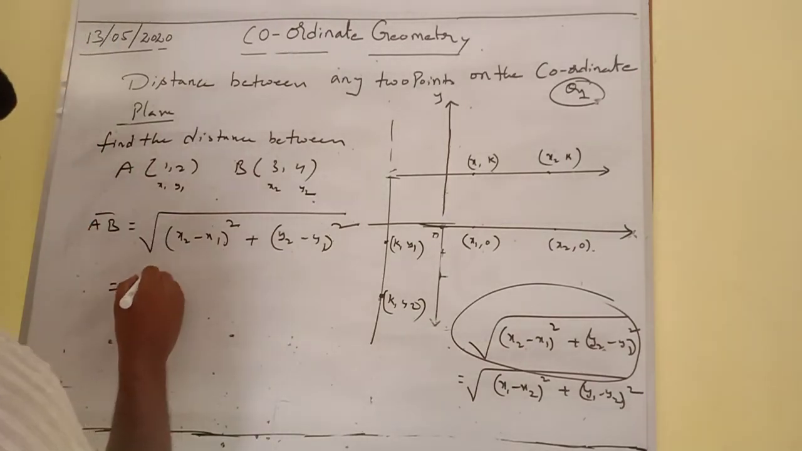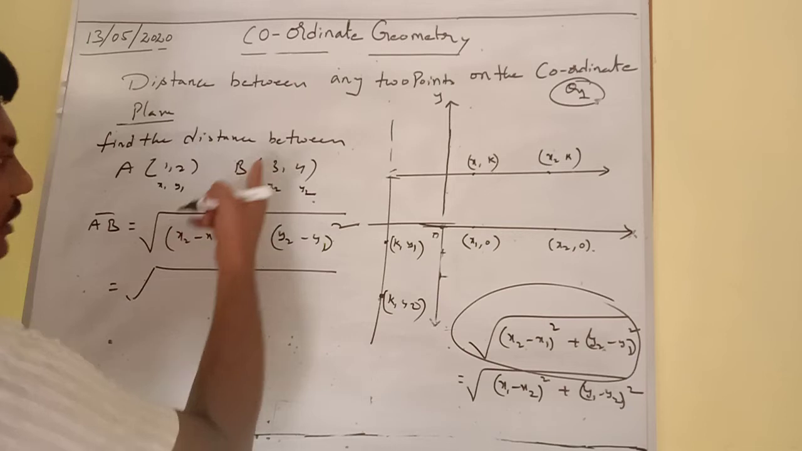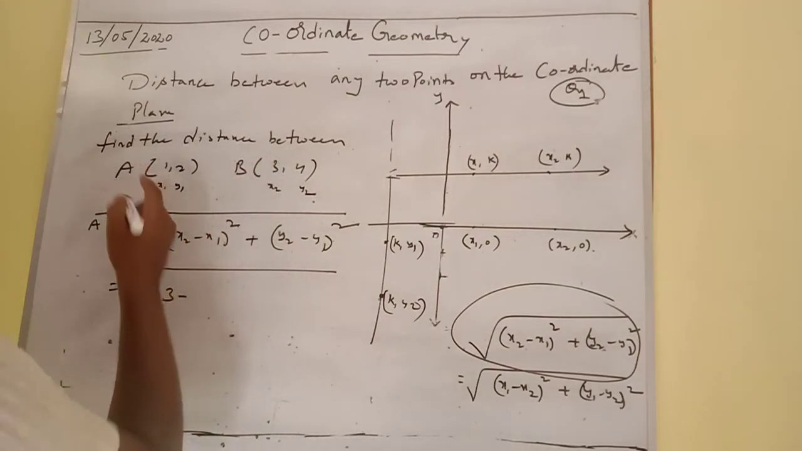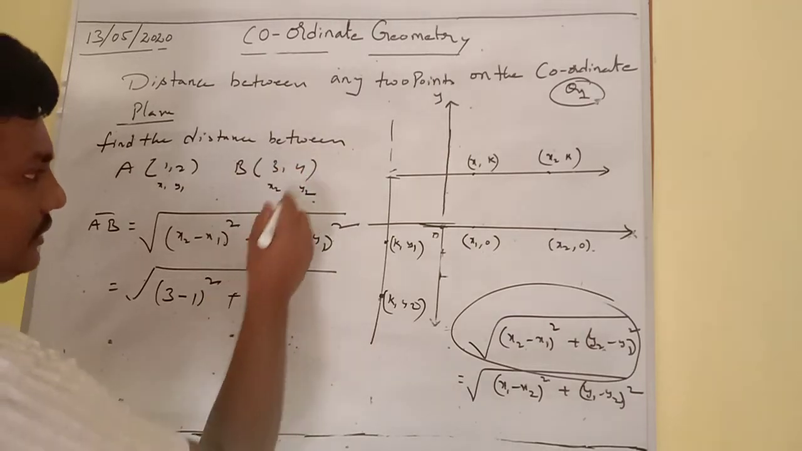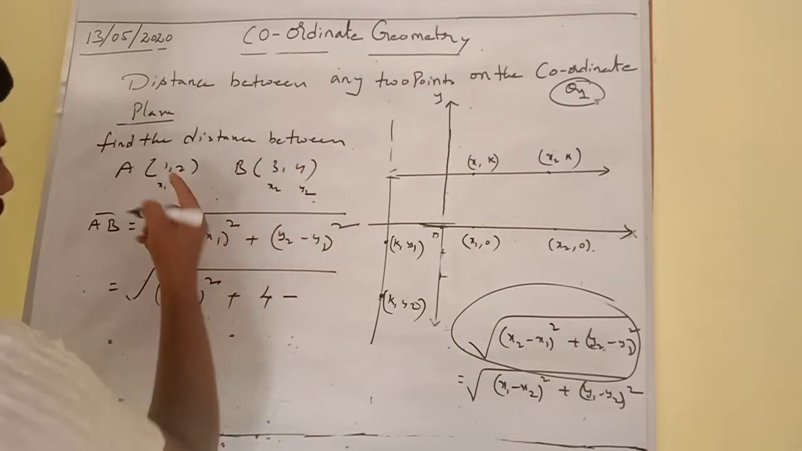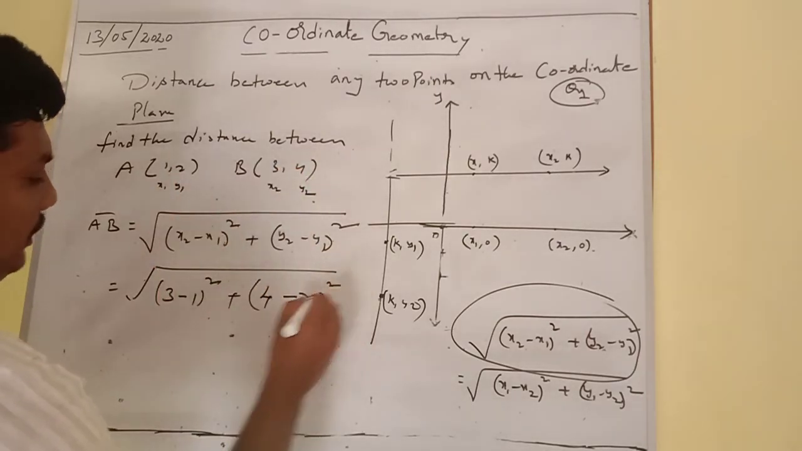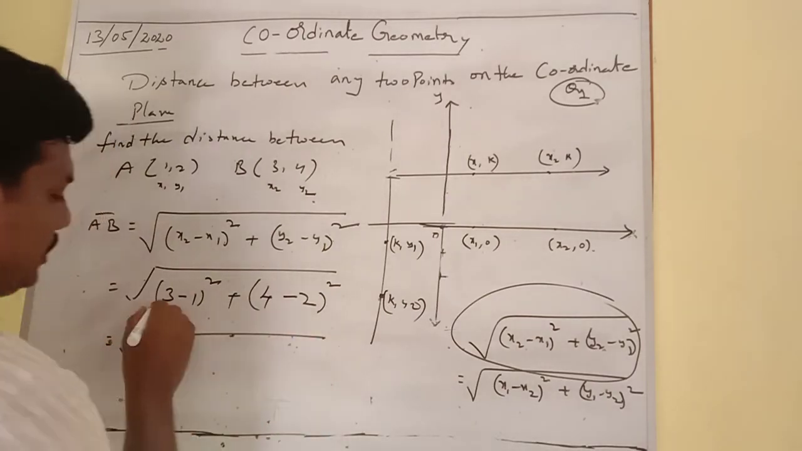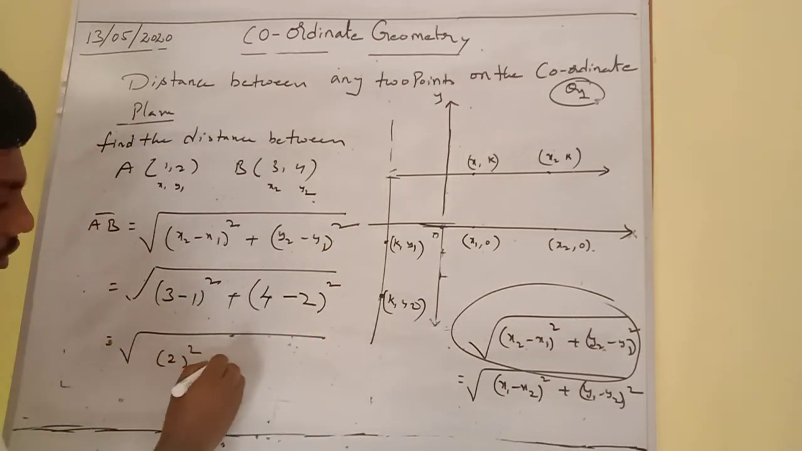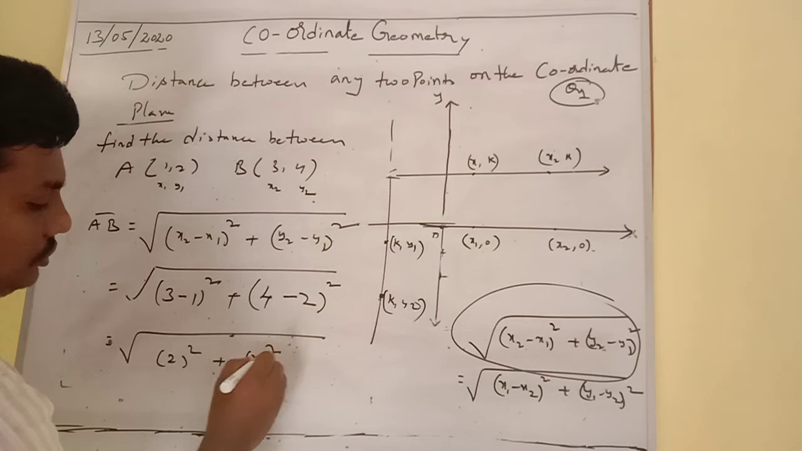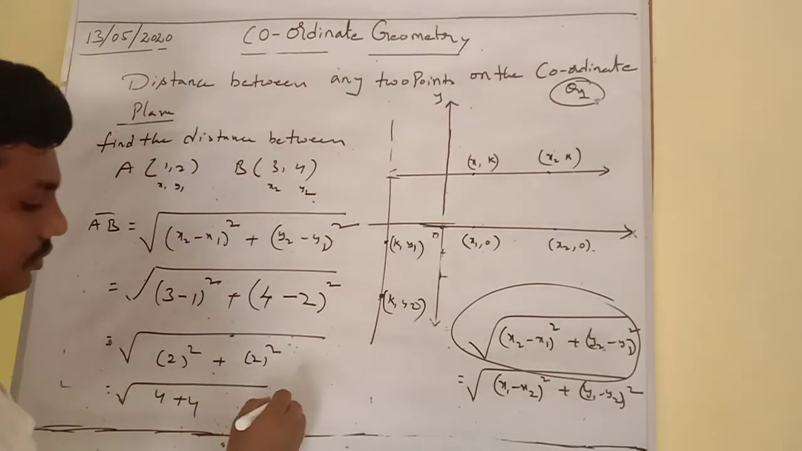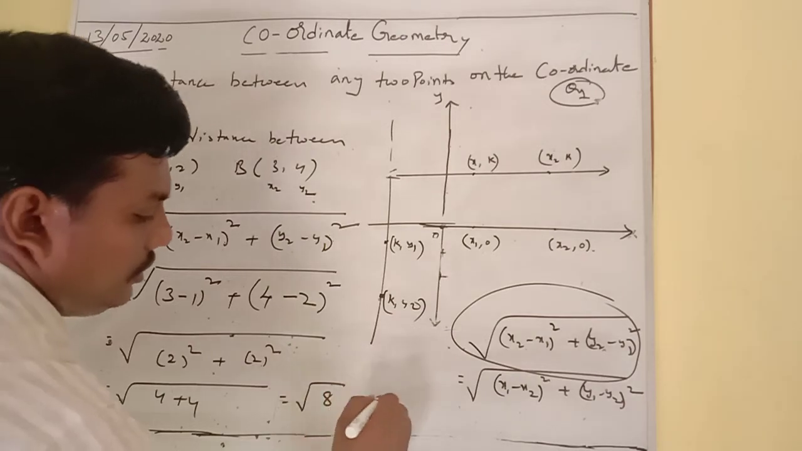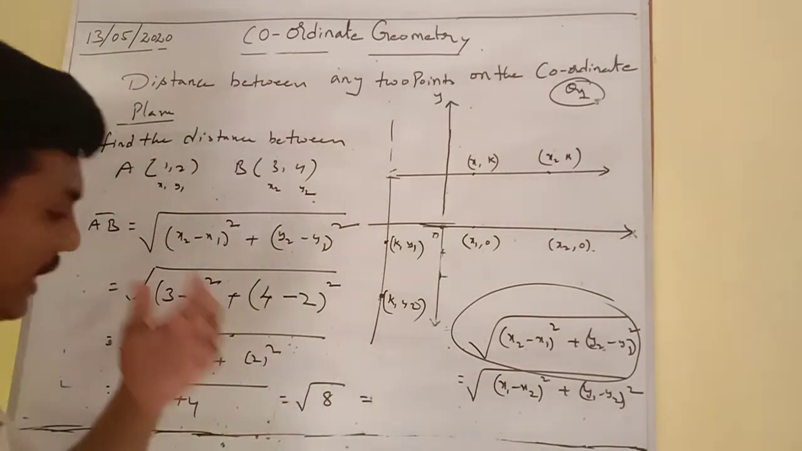So now we are going to consider root of (x2 minus x1) whole square plus (y2 minus y1) whole square. Here x2 is 3 and x1 is 1, so 3 minus 1 whole square, plus y2 is 4 and y1 is 2, so 4 minus 2 whole square. So we have 2 square plus 2 square, which is 4 plus 4. You can take it as root 8 units.